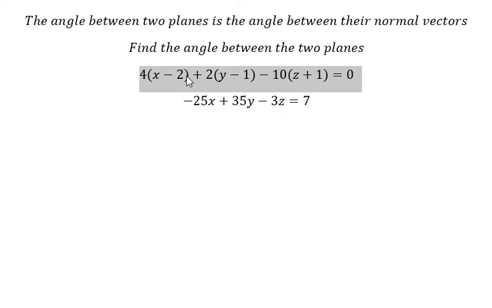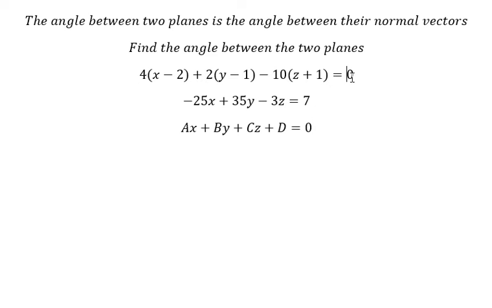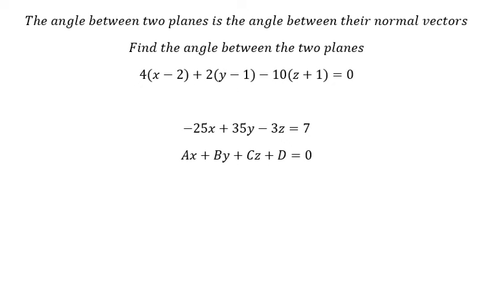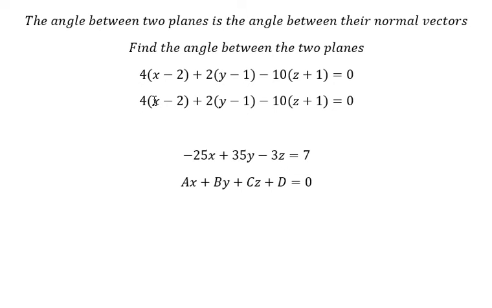First, we need to arrange this into the form AX plus BY plus CZ plus D equals 0. So for the first one in here, we have 4 multiplied by x and negative 2. So we have 4x minus 8. This one we have 2y minus 2. This one is negative 10z, negative 10.